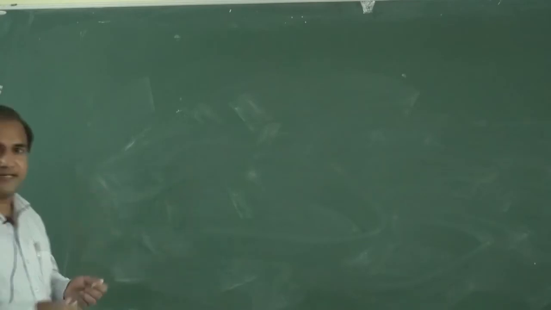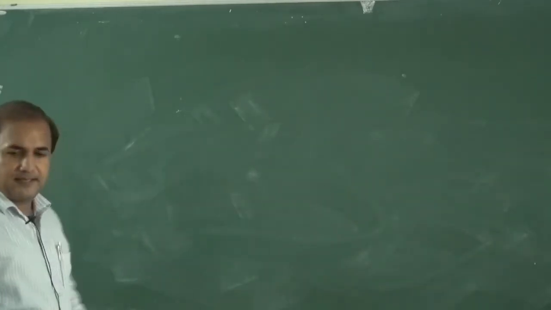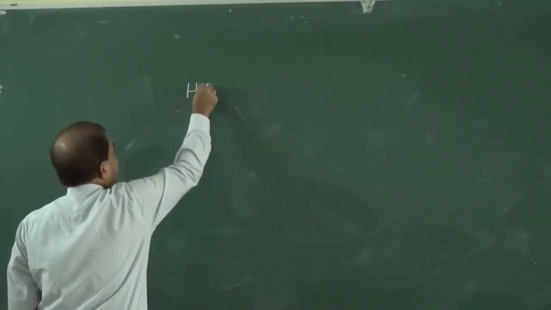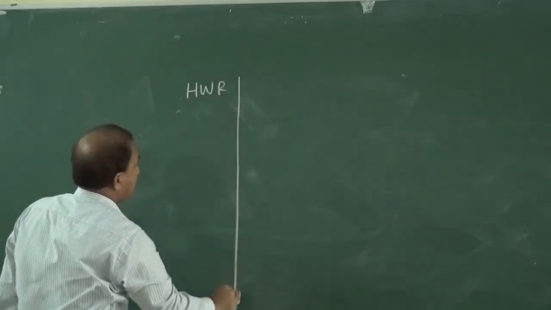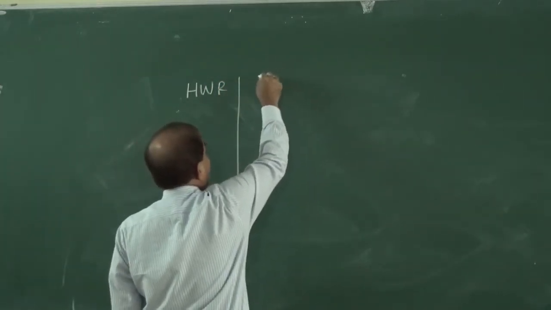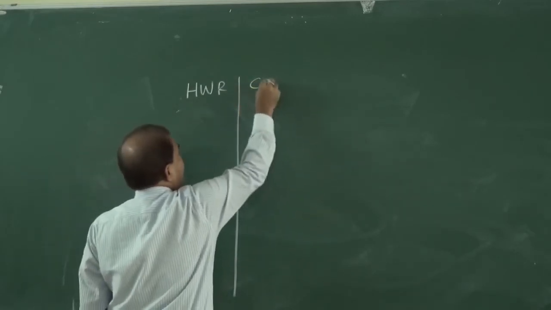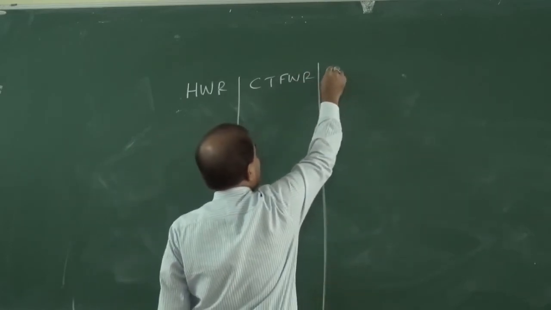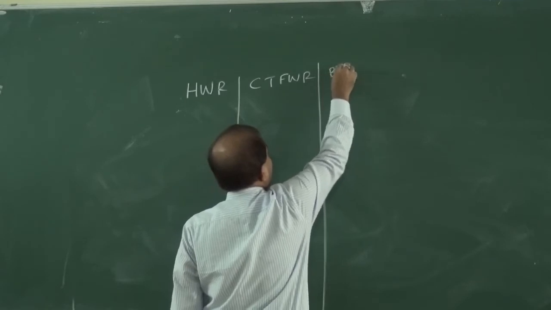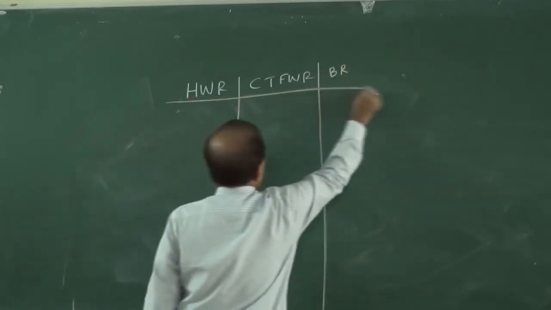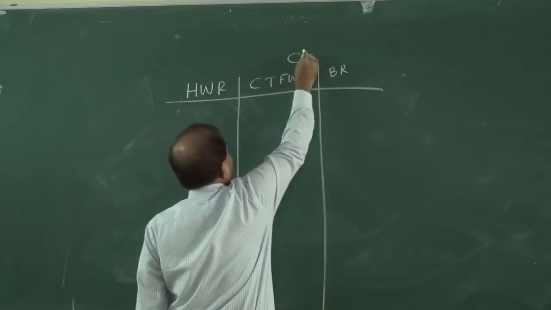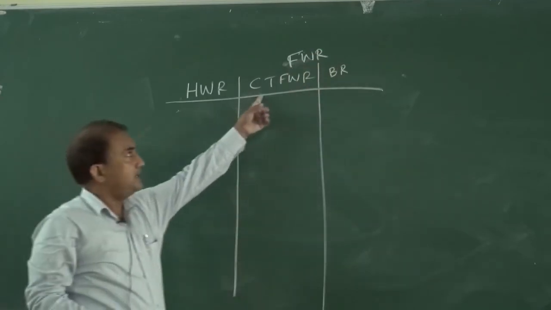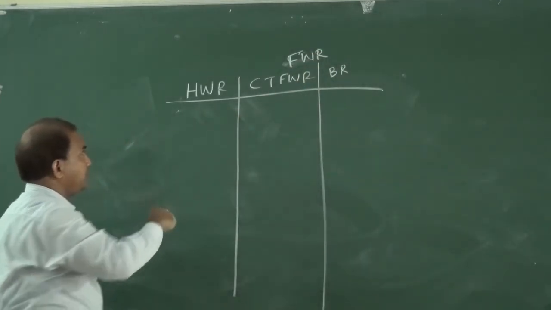So we have studied three types of rectifier circuit, so we can compare them. First is half wave rectifier. Second one is full wave. In full wave we have studied center tap full wave rectifier, and third one is bridge rectifier. These two are full wave rectifier, and this is half wave rectifier.